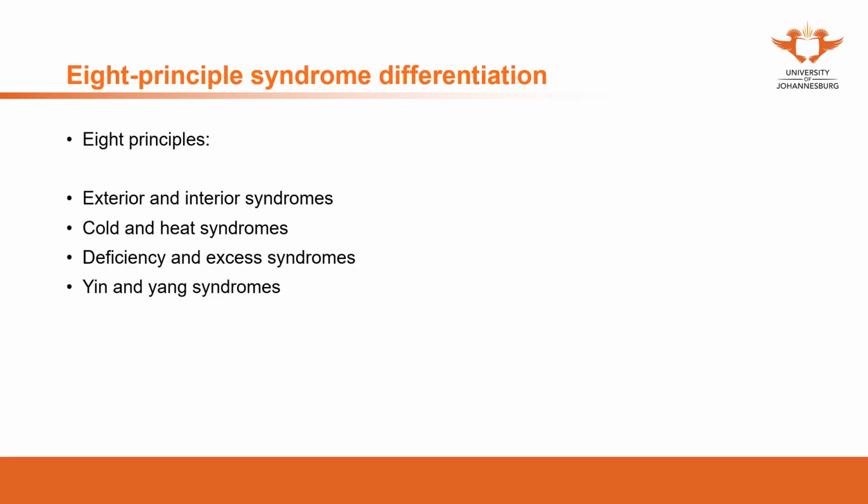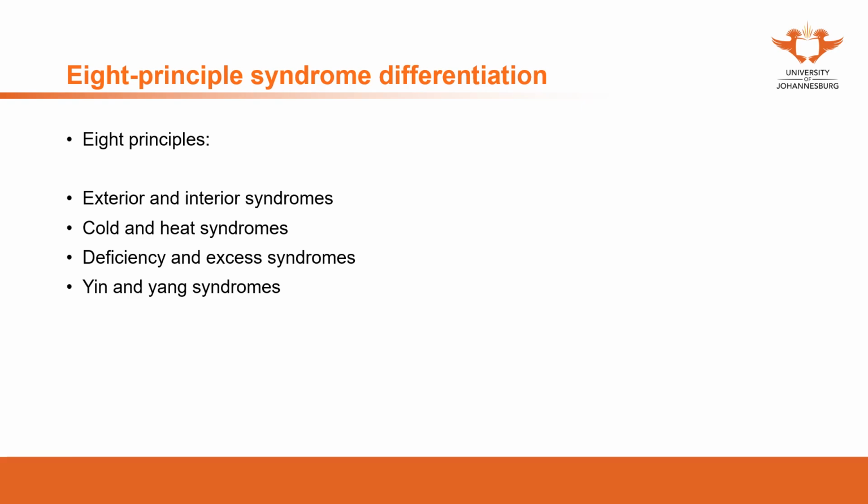So firstly, we're going to talk about the 8 principles differentiation method. The 8 principles differentiation method includes the exterior and interior syndromes, cold and heat syndromes, deficiency and excess syndromes, and yin and yang syndromes. So why are there 8 principles? That's because exterior and interior, cold and heat, deficiency and excess, yin and yang are called the 8 principles. These 8 principles are also not at the same level. The reason is that it can be 2 principles with 6 divisions, because yin and yang syndromes refer to the previous 6.